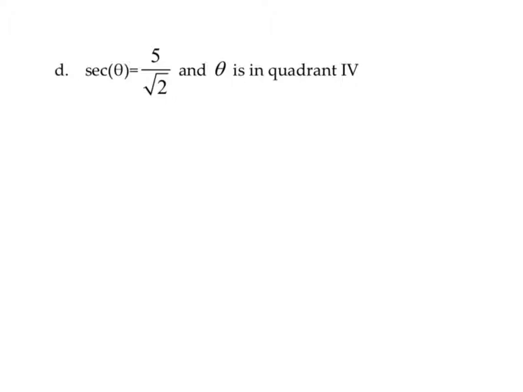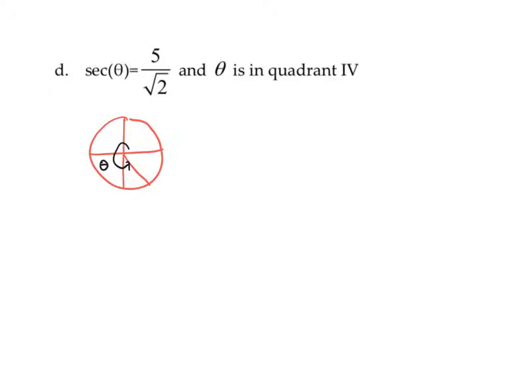So in this problem, we are given one value of a trigonometric function, the secant of theta, and we also know that theta is in quadrant 4. So we know that our angle is right here. That's not the actual angle, but we know that our angle theta is somewhere over here in quadrant 4.